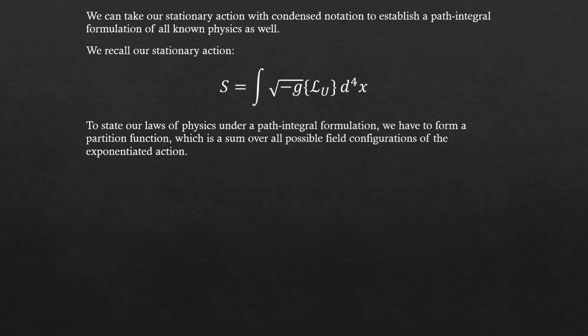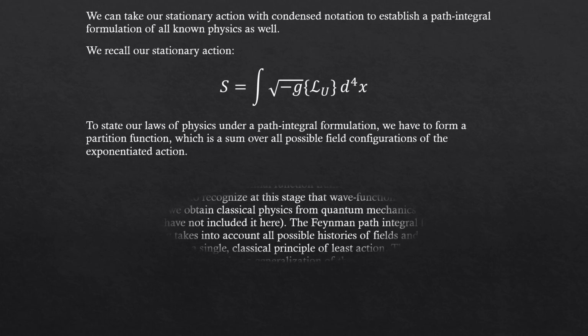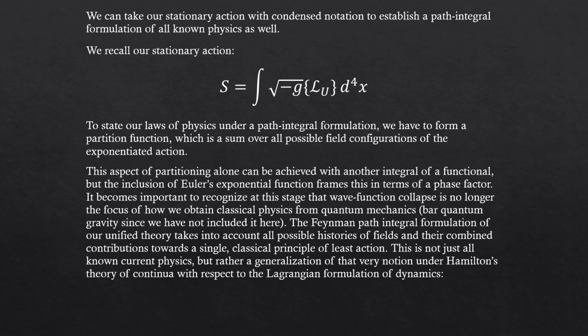So under the path integral formulation, we want to introduce a phase factor using Euler's exponential. That's going to be e to the i theta, where now instead of theta, we're arguing for the action itself. That's going to be your phase parameter. That's really going to alter the dynamics. So your argument is the standard model Lagrangian inside of a phase that's being integrated over a functional. So here we go. Check this out. So the partitioning alone can be achieved with another integral of a functional. But the inclusion of Euler's exponential function frames this in terms of a phase factor, which I more or less hinted at.